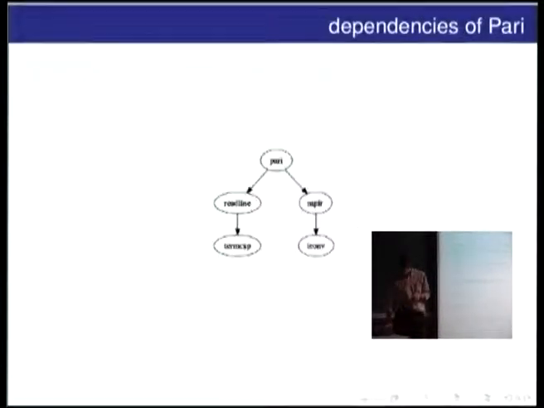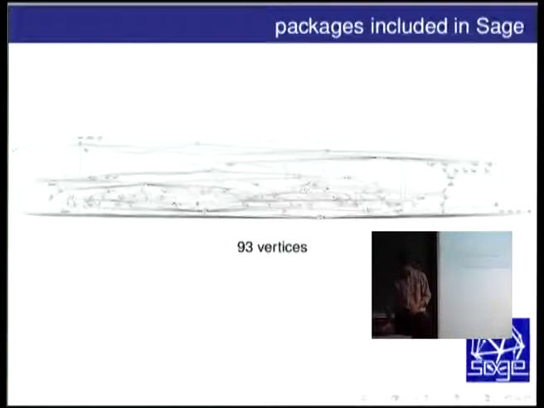So if you want to know what PARI depends on, PARI is a reasonably small specialized number theory package written in C. It only needs readline and MPIR, which is GMP. So you can find these in many places. It's not that hard to install. And in order to do that, he installed Sage. This is the dependency graph for the packages installed in Sage. It has 93 vertices. Sage is a huge beast. So in order to get that small thing, he needed all this.